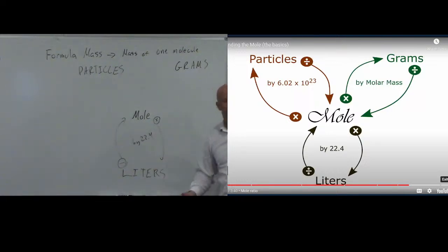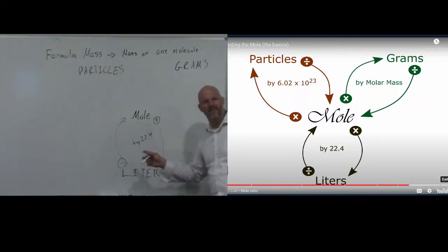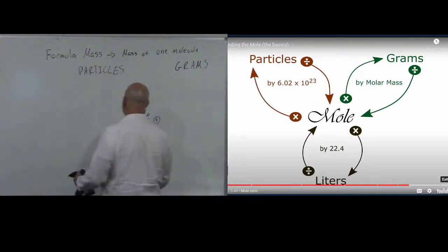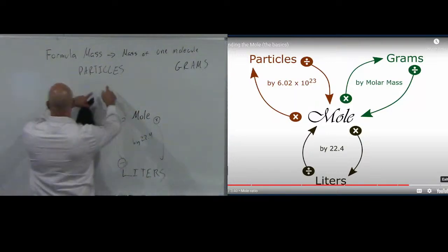It occupies 22.4 liters. And if you're like, well, I've got 11.2 liters, how many moles is that? Well, I just divide by 22.4. And then, once I know how many moles it is, I can find out how many individual oxygen molecules there are in 11.2 liters of oxygen in a tank, because I can go from moles to particles, right?